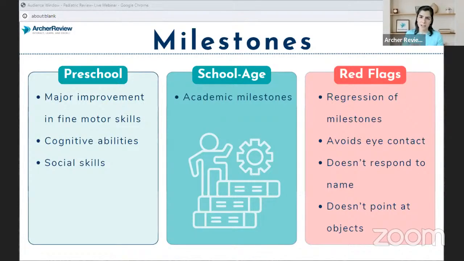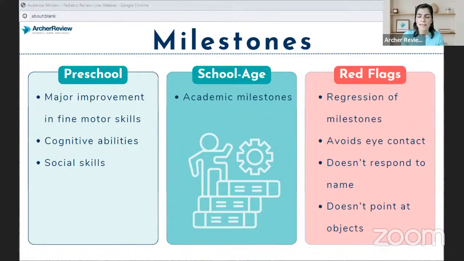Some red flags to note are regression in those milestones, and you want to find out what the cause is. So if there is an explainable cause for that regression, it's not something to worry about. You can just kind of watch and wait and check back in on that patient in a few months. Some examples of that would be if there's a new sibling, right? You'll see the older sibling regress temporarily and start acting younger than their age. So that can be expected.